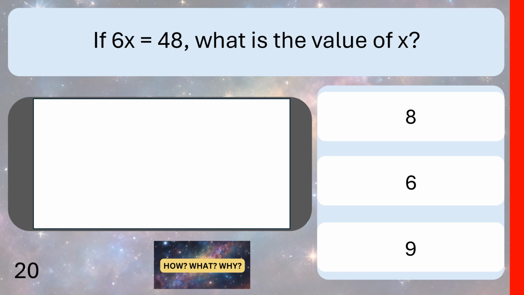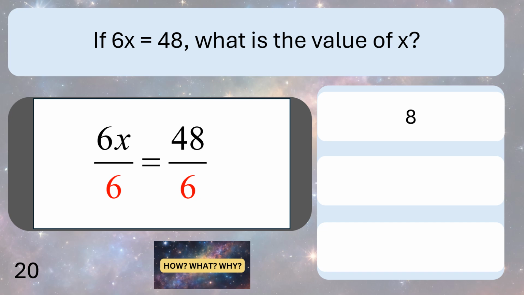If 6x equals 48, what is the value of x? So, is the value of x in this case 8, 6, or 9? The answer here is 8, and to solve this algebraic problem, we divide both sides by 6, and that way we can cancel out the 6's on the left side, and x equals 48 divided by 6 equals 8.